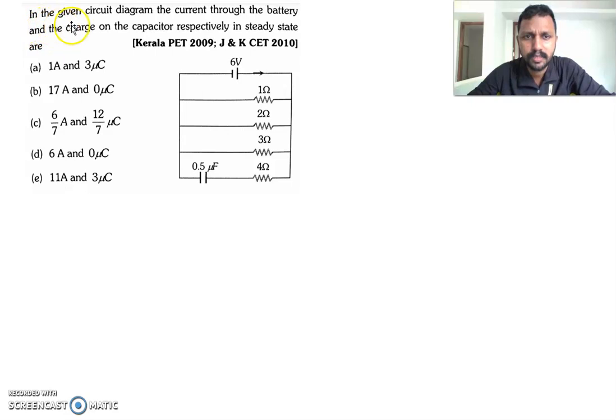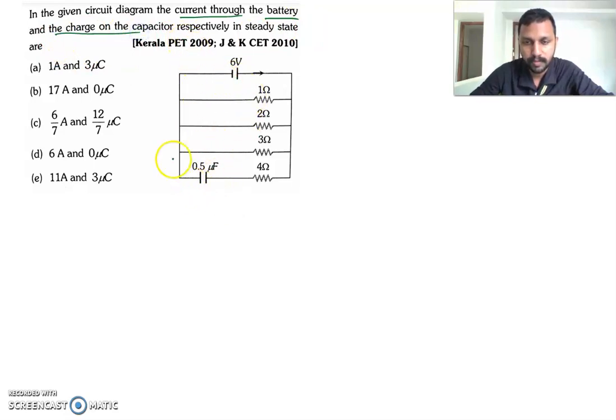In the given circuit diagram, the current through the battery and charge on the capacitor respectively in steady state are... We have a circuit with a 6 volt battery, 0.5 microfarad capacitor, and many resistors. They are asking you the current through the battery, and the charge on the capacitor.